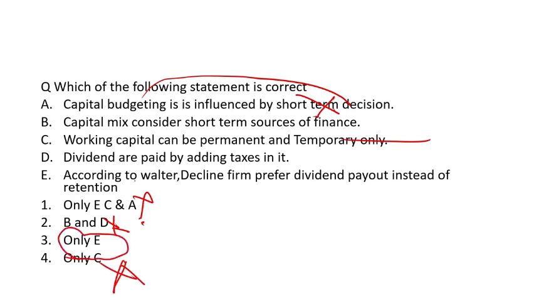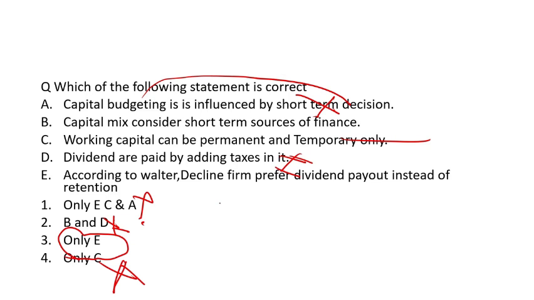Now let's check D. Dividends are paid by adding taxes in it. Arre bhai, before paying the dividend, you reduce the taxes. Okay, you do not add the taxes and then pay the dividend. This is not followed. First you have to reduce the taxes before making the payment of any dividend.